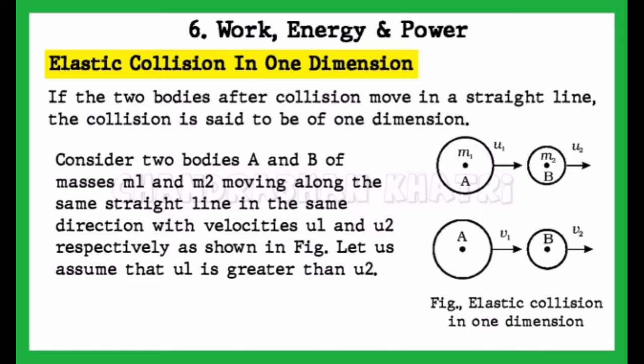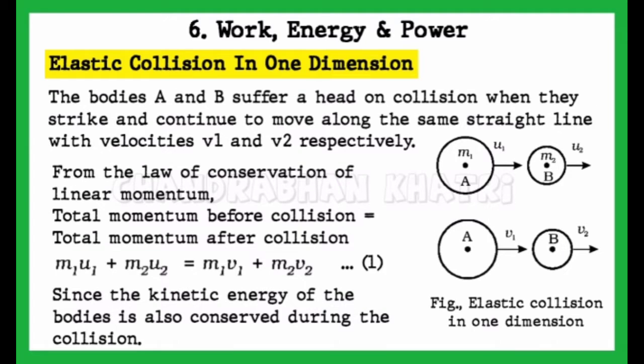Elastic collision in one dimension. If the two bodies after collision move in a straight line, the collision is said to be of one dimension. Consider two bodies A and B of masses m1 and m2 moving along the same straight line in the same direction with velocities u1 and u2 respectively, as shown in the figure. Let us assume that u1 is greater than u2.